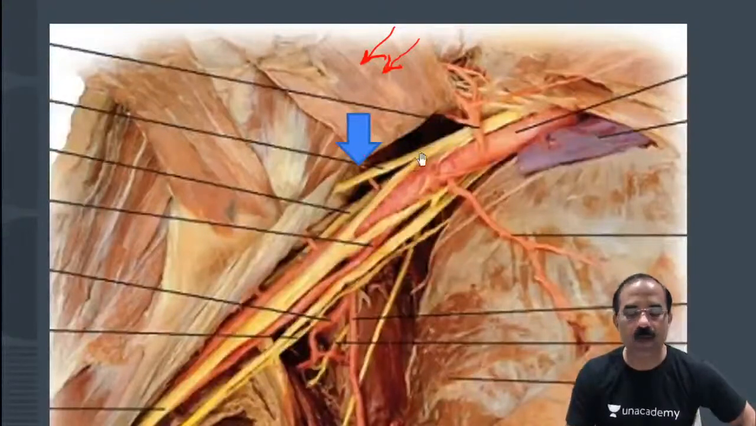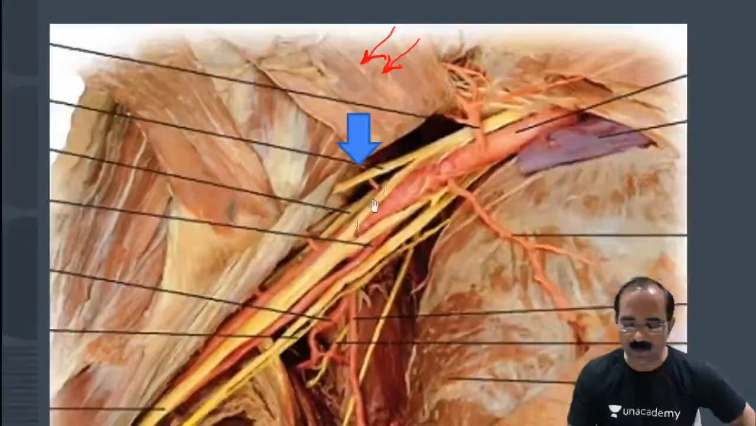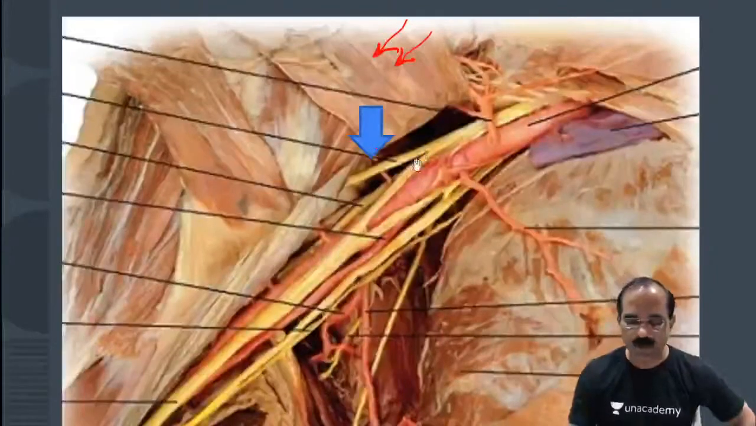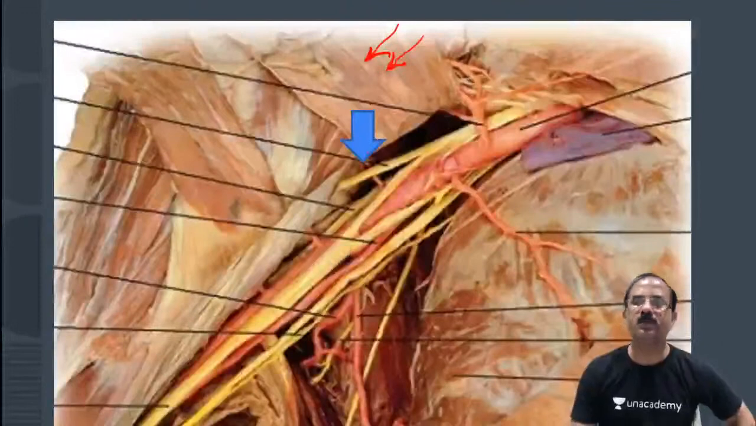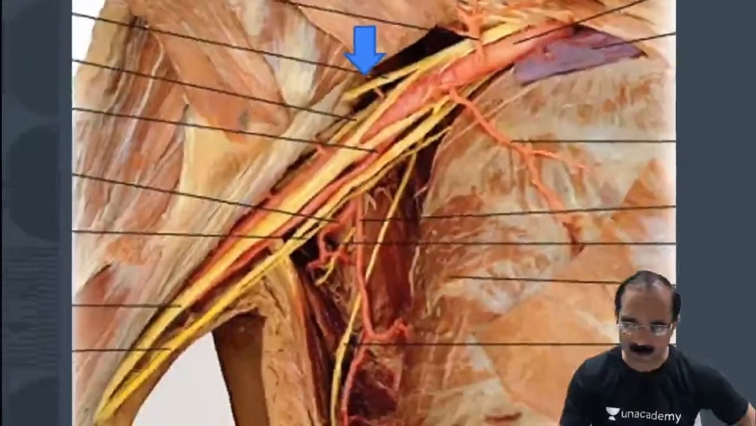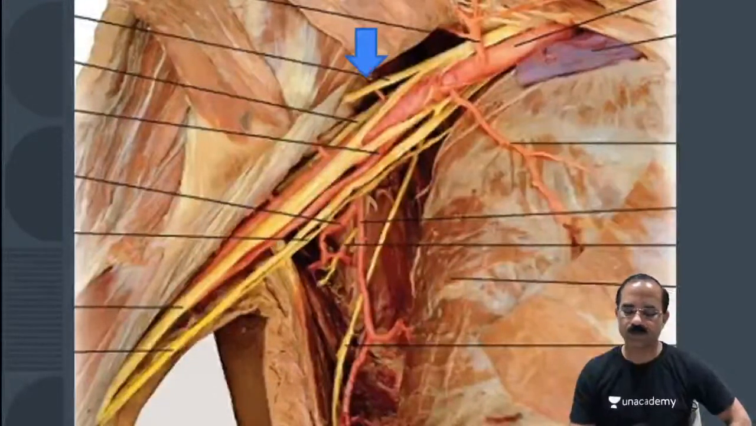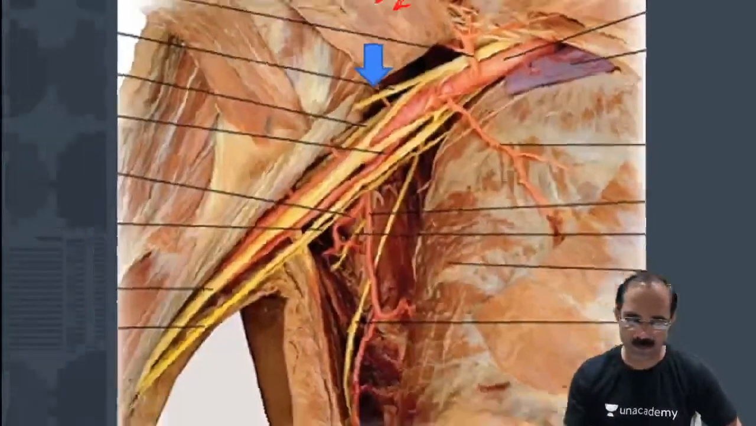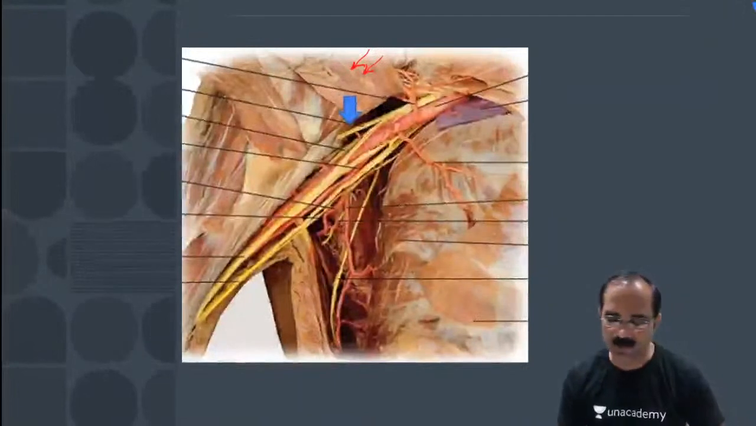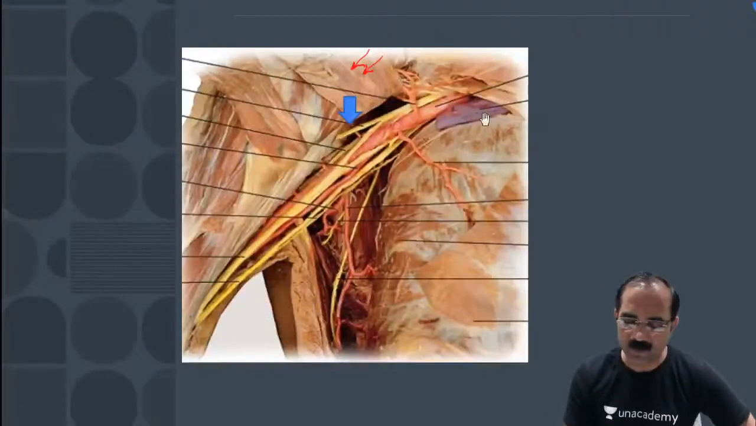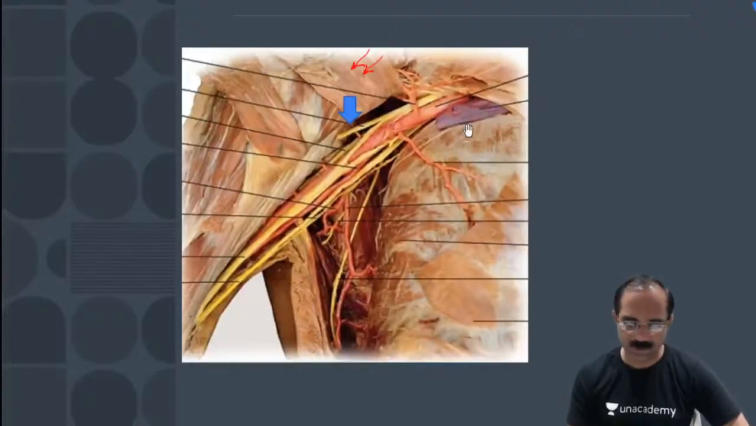That's the lateral root of the median nerve. This is the medial root of the median nerve. And what is this? Median nerve. That's the lateral root, the medial root, and that is the median nerve. Okay, that's about the slide. This is the axillary vein. Fine.